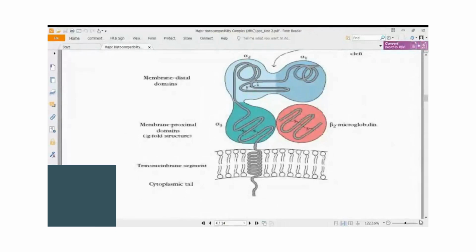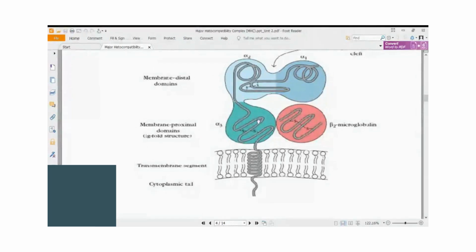Why does beta 2 microglobulin, which is produced separately, associate with the alpha 3 domain? It is because of the homology of the amino acid sequence of the alpha 3 domain and the beta domain. It is observed that this homologous amino acid sequence resembles the constant region of the antibody. Therefore, the class 1 MHC molecule or class 2 MHC molecule, which we will come across later, are called the immunoglobulin superfamily. Whenever they have some resemblance to the immunoglobulin domains, they belong to the immunoglobulin superfamily.